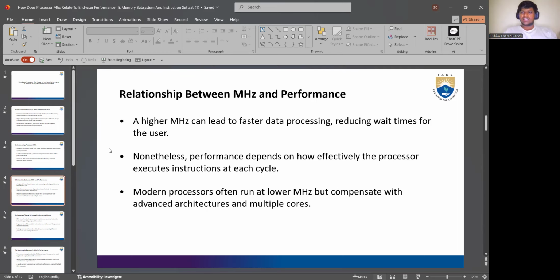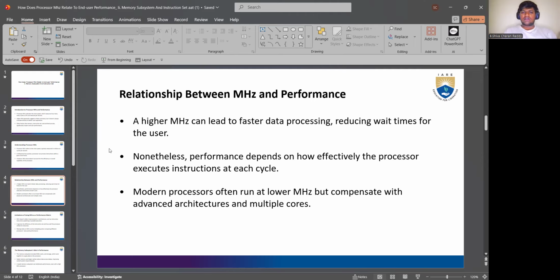A higher megahertz can lead to faster processing. It can also reduce wait times for the user. Nonetheless, the performance depends on how efficiently the processor is doing the process at each cycle. Even if it has a higher megahertz and higher clock cycles, if it's not effectively utilized, and the processor is not effectively executing and utilizing instructions at every cycle, the performance will not be up to the mark.